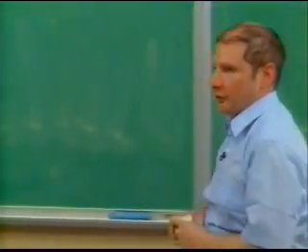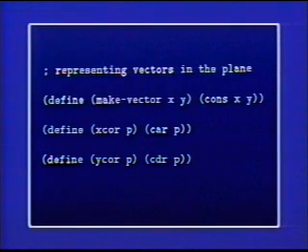We can represent vectors, the same as points in the plane, and we'll say there's a constructor called make vector. Make vector is going to take two coordinates, and here we can implement them if we like as pairs, but the important thing is that there's a constructor. And then given some vector P, we can get its x-coordinate, or we can get its y-coordinate. So there's a constructor and selectors for points in the plane.